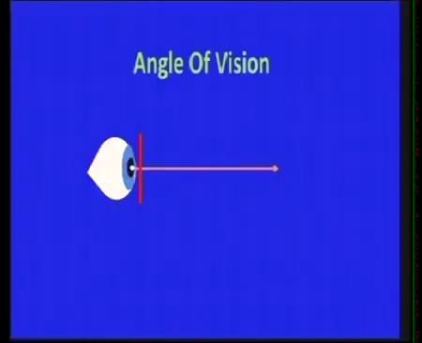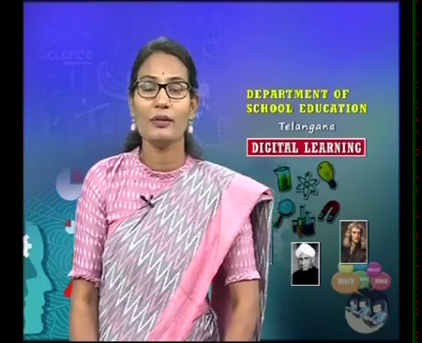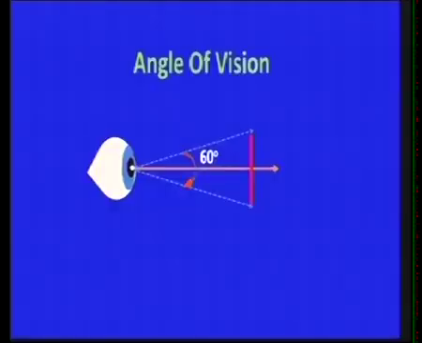With the help of a rod of a particular length, place it closer to your eye and move it away from your eye horizontally and fix it at a position at which you can see the top end and bottom end clearly. Now draw the lines from the bottom end to the eye and the top end to the eye. The angle between these two lines is known as the angle of vision. The angle of vision for a healthy human eye is about 60 degrees.